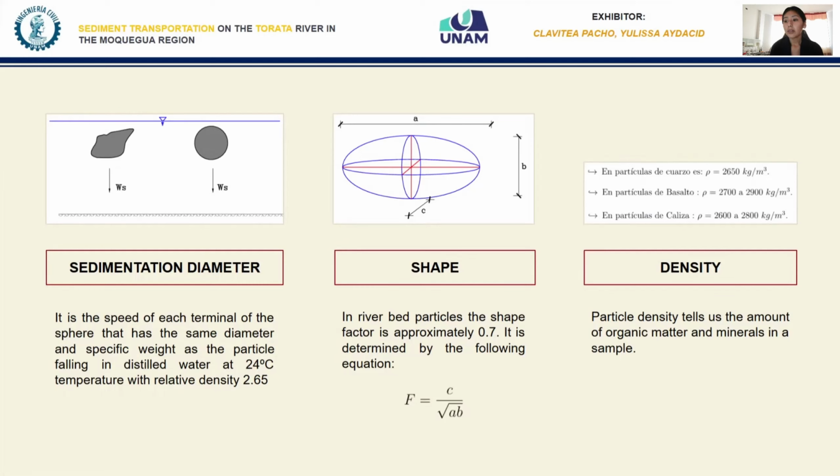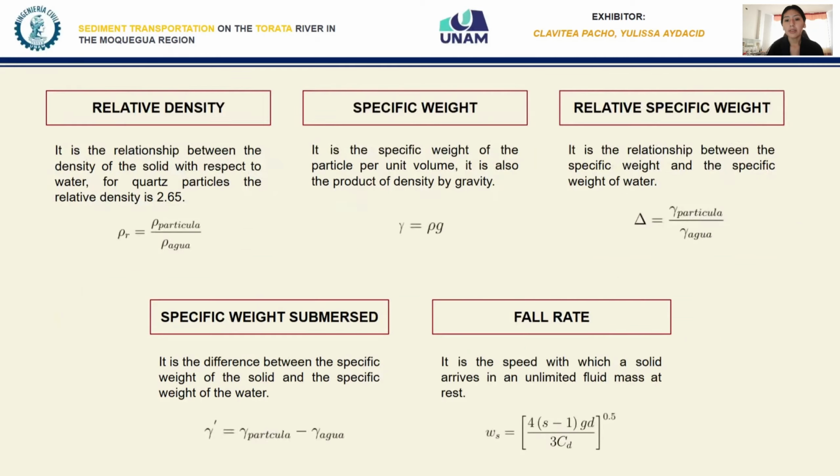Density. Particle density is the amount of mass per unit volume of the solid. Relative density. It is the relationship between the density of the solid with respect to water. For quartz particles, the relative density is 2.65.